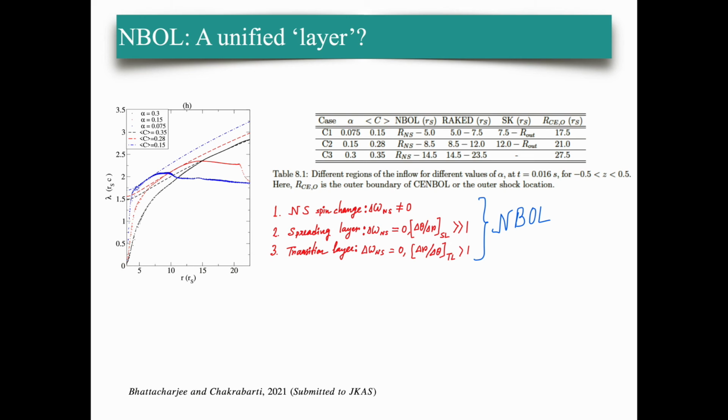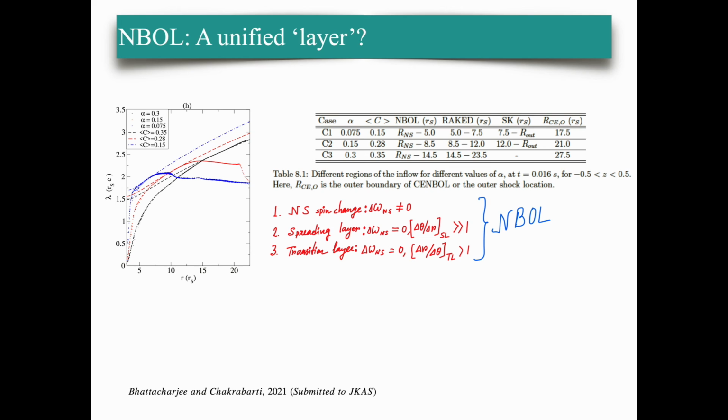The third one is the transition layer, which demands that if you have enough viscosity, matter would try to readjust its angular momentum well before it reaches the star's surface, and you will have a radially spread transition layer. Now, these are the three scenarios that are possible. But what we find is that if you start with an inviscid flow and just vary the viscosity parameter, you can actually arrive at all three of those cases.